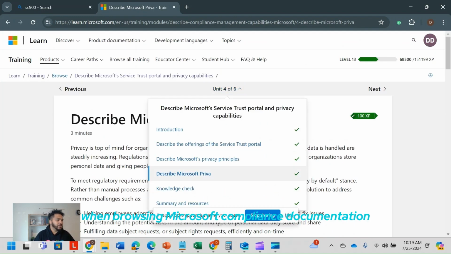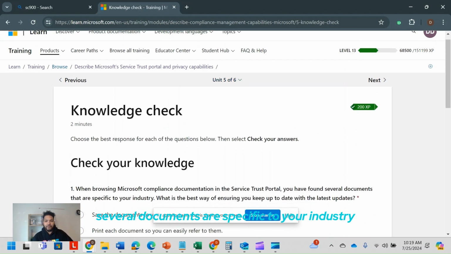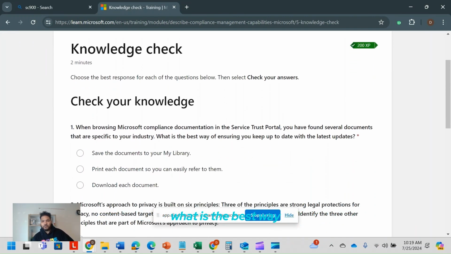All right, so when browsing Microsoft compliance documentation in the Service Trust Portal, you have found several documents that are specific to your industry. What is the best way to ensure you keep up with the latest updates? Remember, again, everything for the SC-900 is conceptual. We want to make sure we understand the concepts. We don't need to go deep down. So what are we going to do?